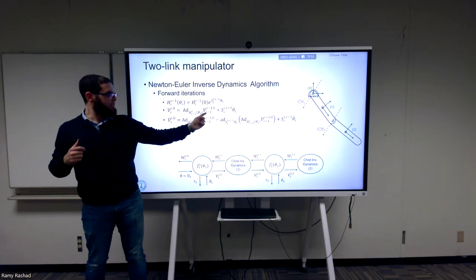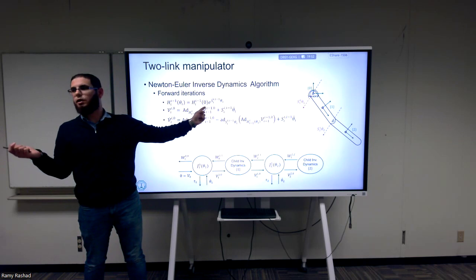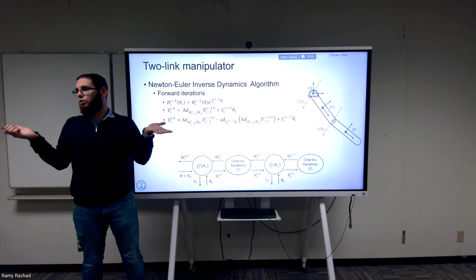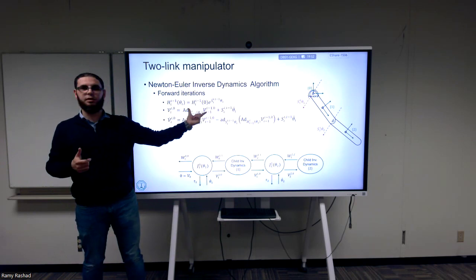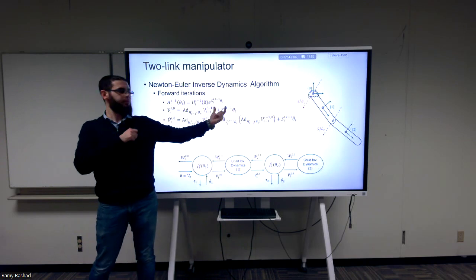We just have here 0 with respect to 0 expressed in 0. What is this term? 0, right? So the twist of the 0 frame with respect to the 0 frame is equal to 0. It's not moved. So this expression just pops out, and we have this term. This is precisely what we have for the pendulum.